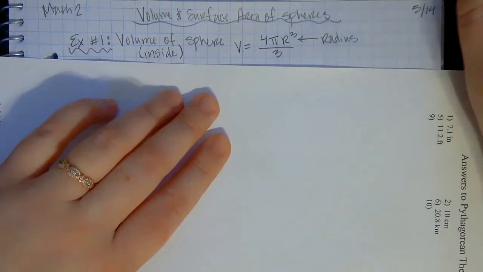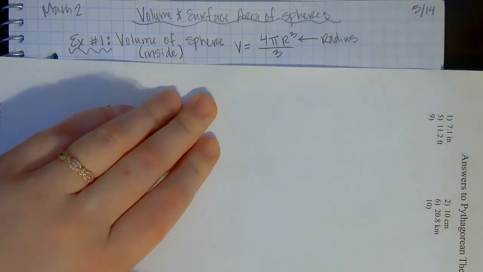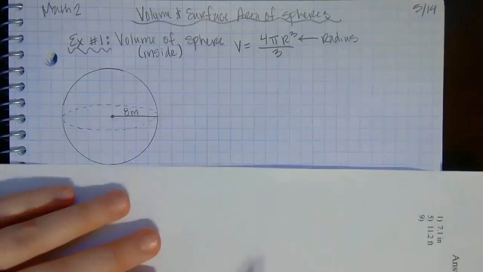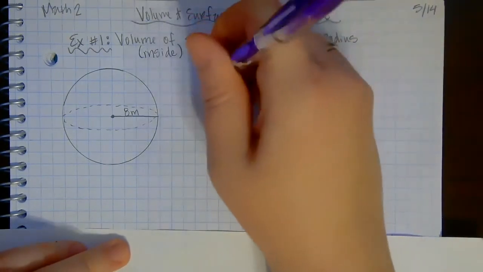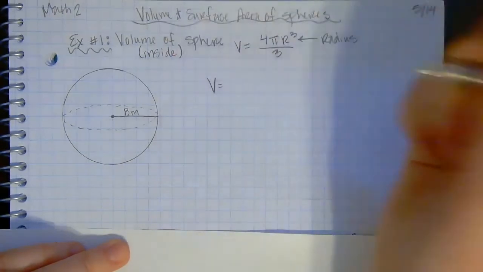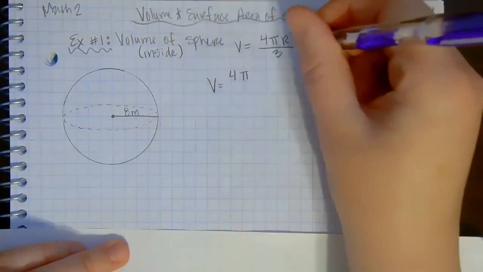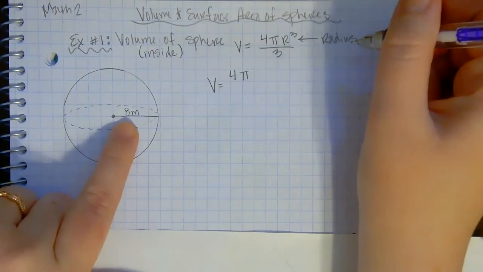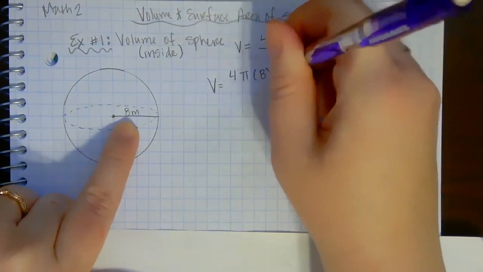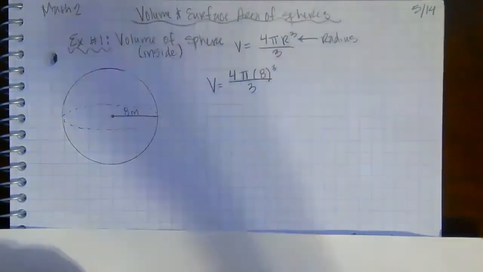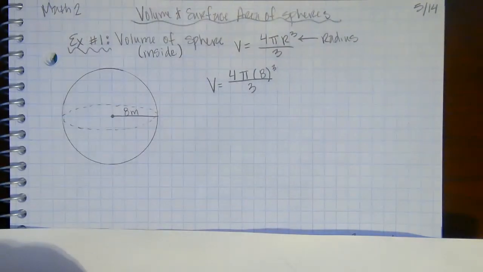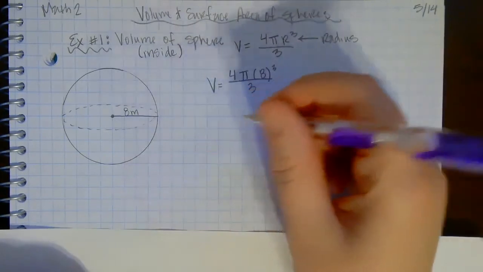And when we talk about the volume, remember we're talking about the inside of the shape. So if I were to fill up a ball with water, how much water would fit inside of it, okay? So here's my example. I'm just going to use the formula on this one. Volume equals 4 pi r cubed, remember r is radius, so here's my radius, it's 8, divided by 3. The first thing I'm going to do is the exponent, 8 to the third power, which means 8 times 8 times 8. So that gives me 512.